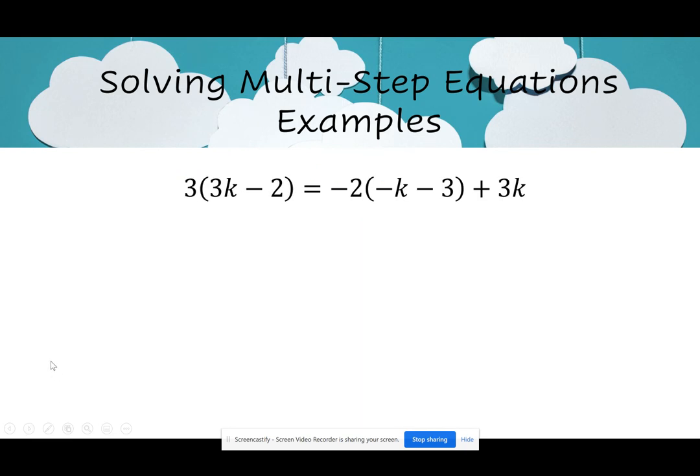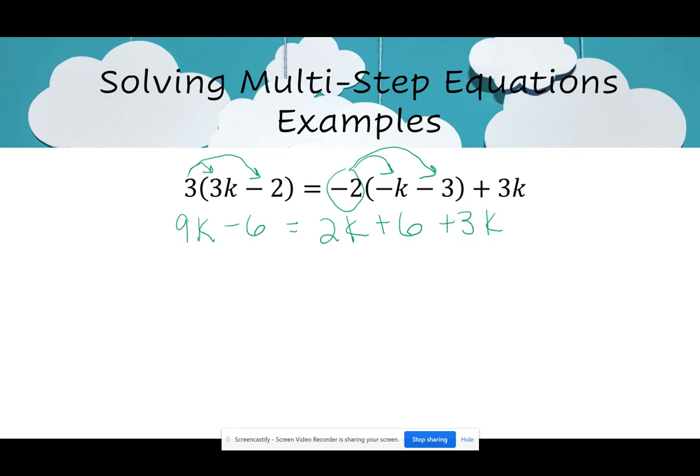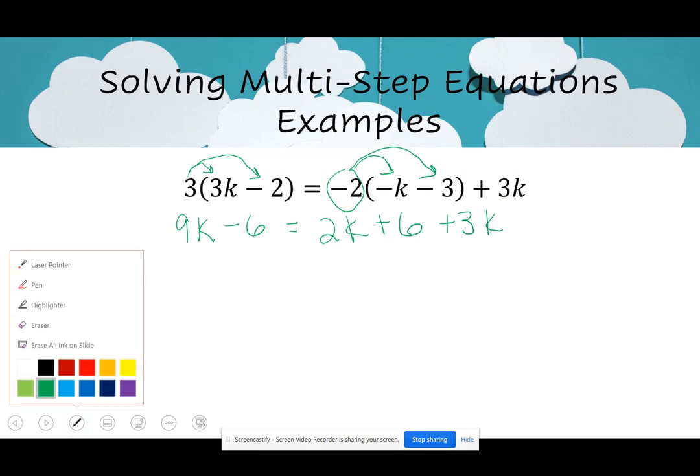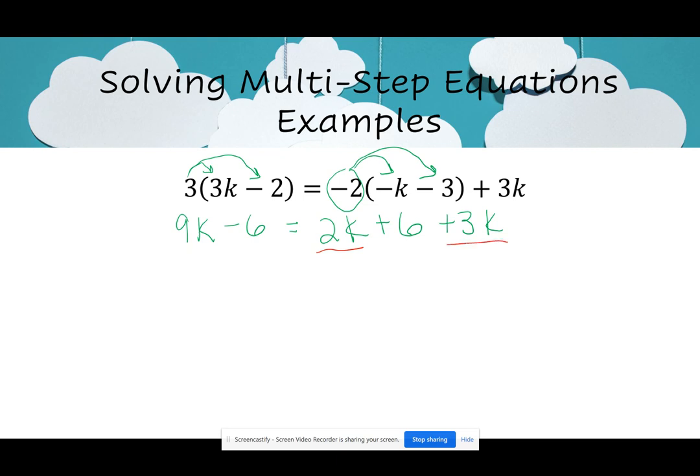So here's one where we have variables on both sides. So we have to distribute on both sides in our first step. So in this case, multiply everything by this 3. So we get 9k minus 6 equals, this whole negative 2 gets multiplied in, positive 2k plus 6, and copy down your 3k. Now we want to see if there's any terms on the same side that we can combine. So in this case, we have 2k plus 3k. This gives us 5k, and copy everything else down.